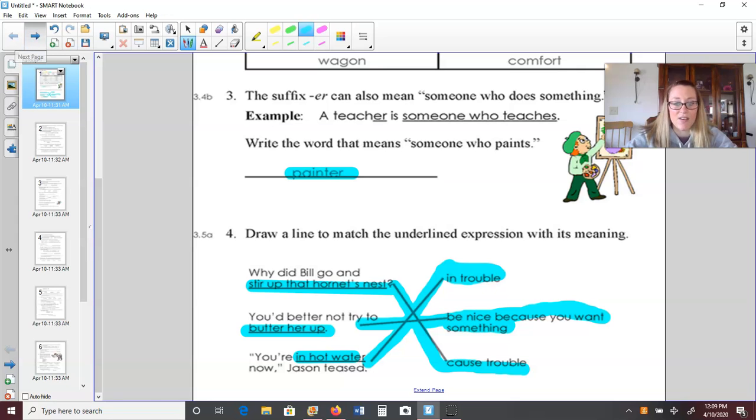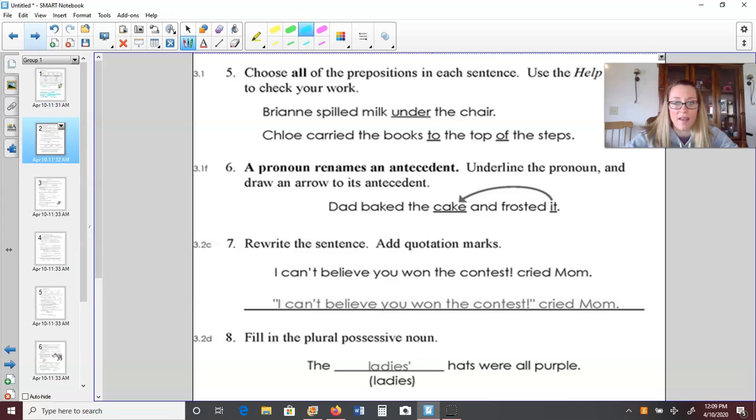All right, over to number 5. Choose all of the prepositions in each sentence. Use the help pages to check your work. Well, if you recall from my previous lessons, when we're trying to find a preposition, I suggest to my students to eliminate the other options in the sentences because prepositions are kind of tricky. And so if you get rid of all of the other parts of a sentence, like get rid of the nouns, the verb, any adjectives or adverbs, then typically what you would be left with is the preposition.